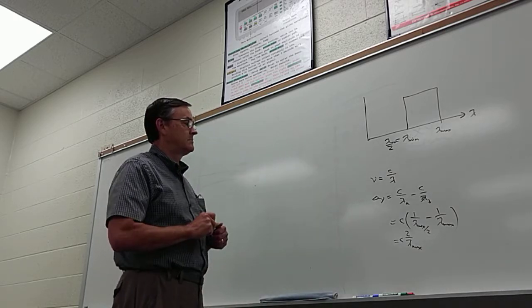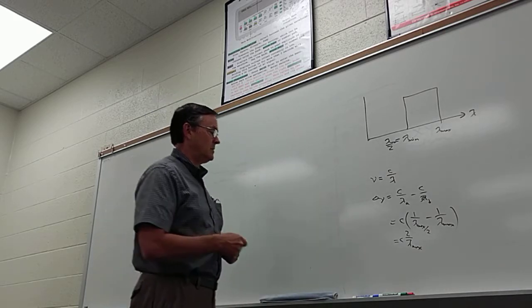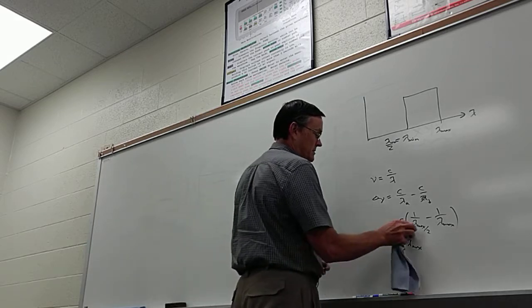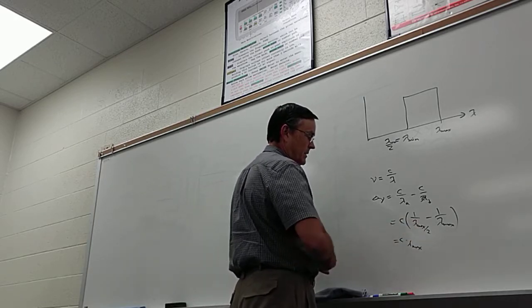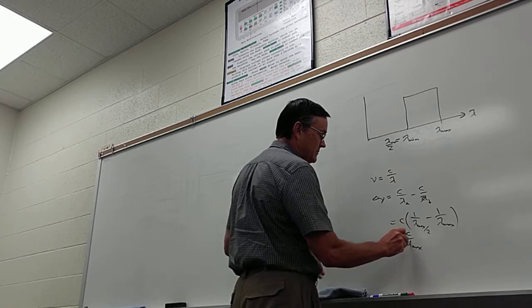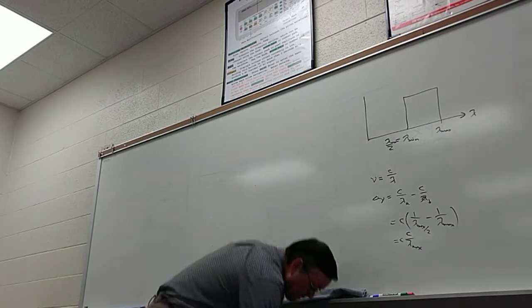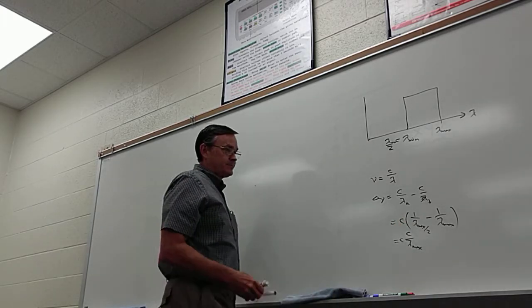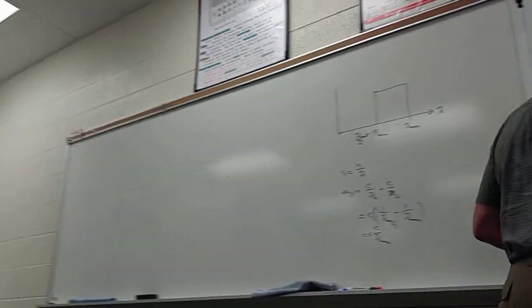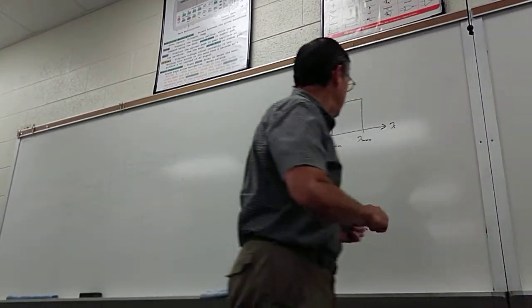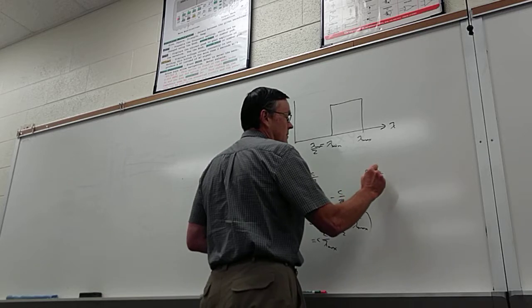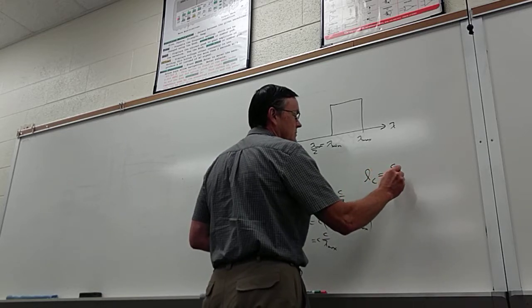Okay. So that's delta. Or no. Wait. That's lambda max. 1 over lambda max. Well, C over lambda max. Yeah. Okay. And then coherence length is C over delta nu.